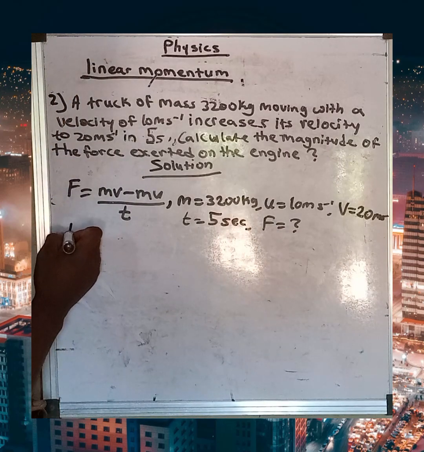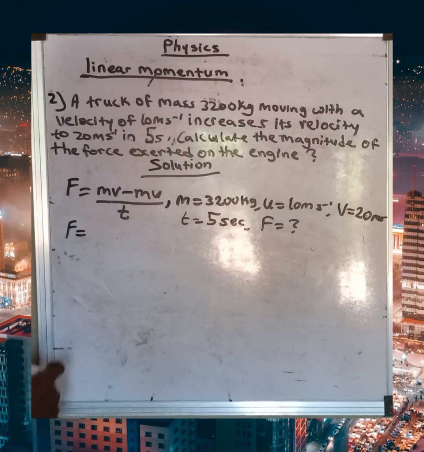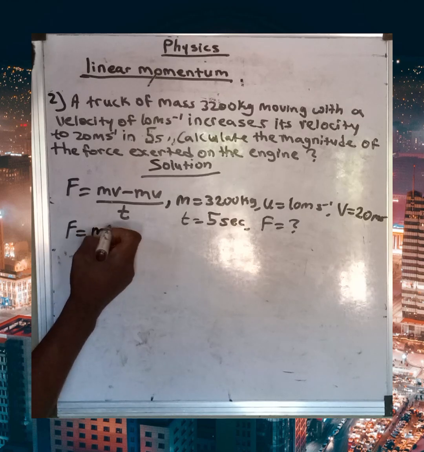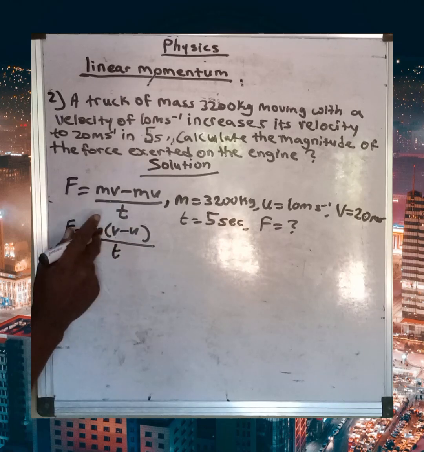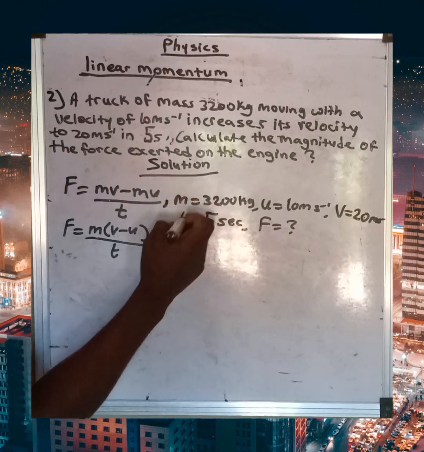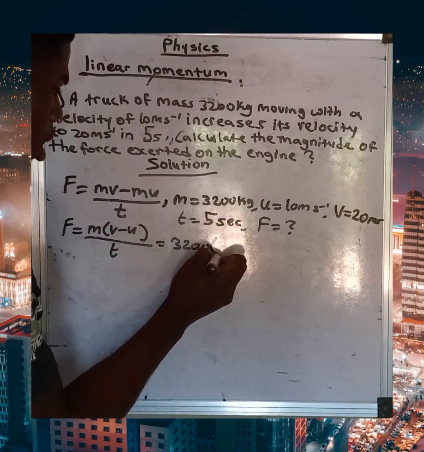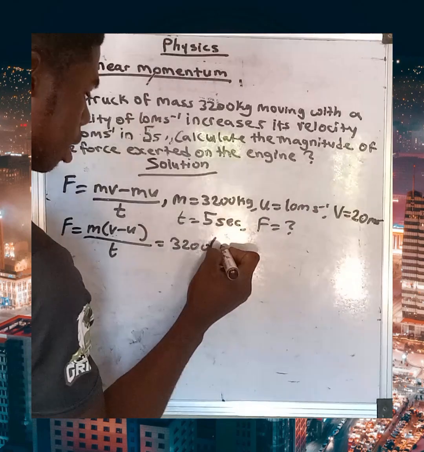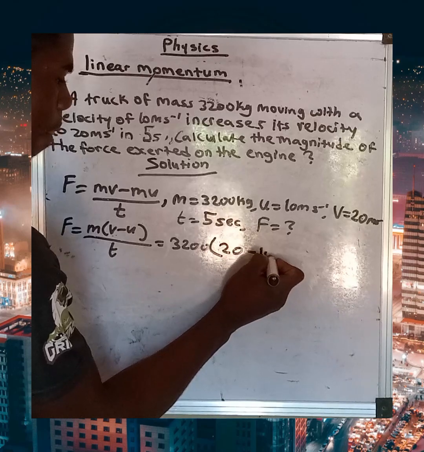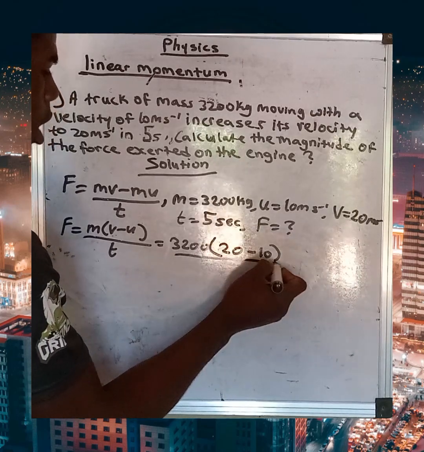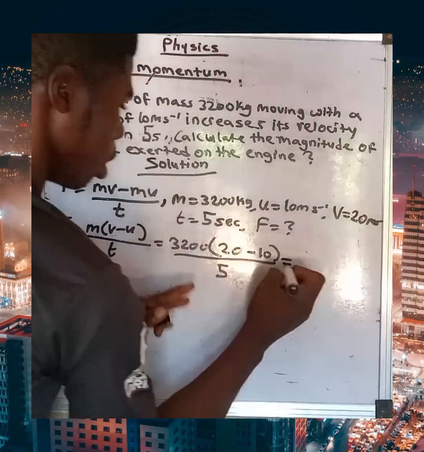So we have our F equals, the mass given here is 3,200. So as you can see from here, let's simplify this to look like this. When we open this bracket, we have something like this. So our mass is 3,200, our final velocity is 20 minus our initial velocity is 10, all over our time, which is 5 seconds, equals.